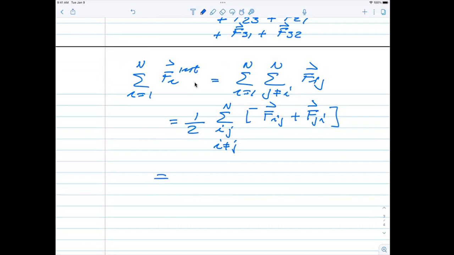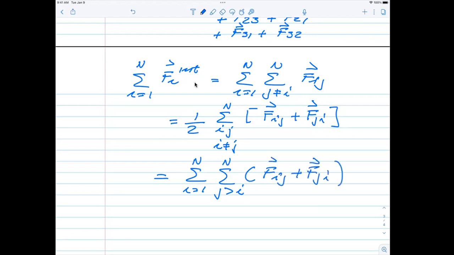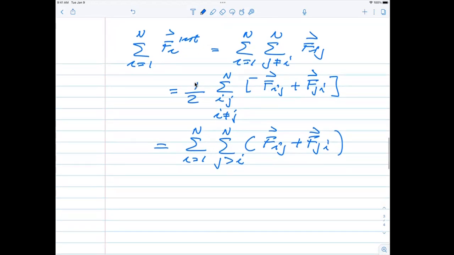So these are just manipulations with summations here. I would have a sum from i equal 1 up to n, I take away the factor of a half, and then you would typically have j larger than i, up to n, and then I have f of ij plus f of ji. And we know from Newton's third law that f of ij is equal to minus f of ji.